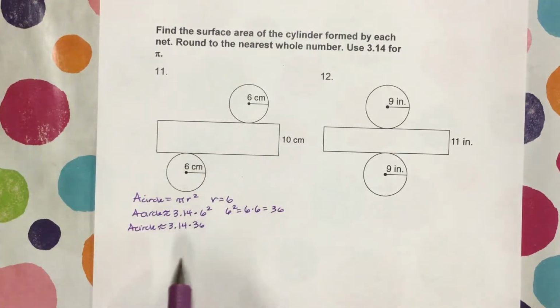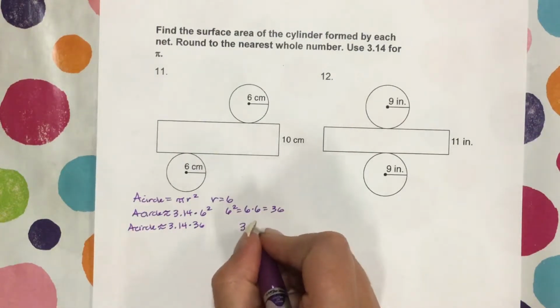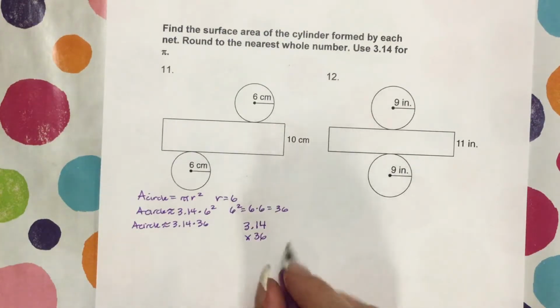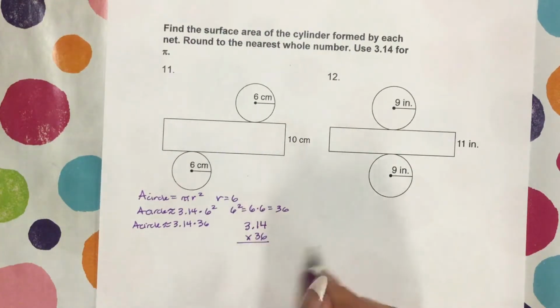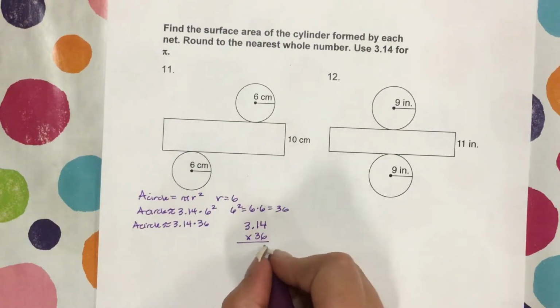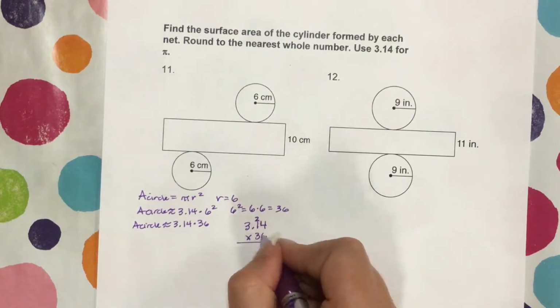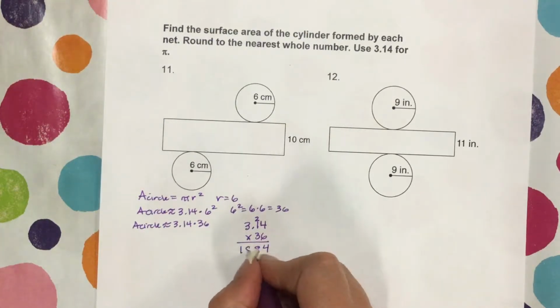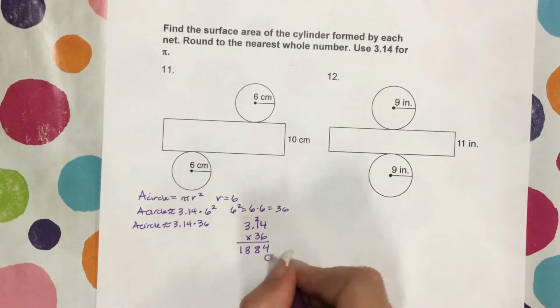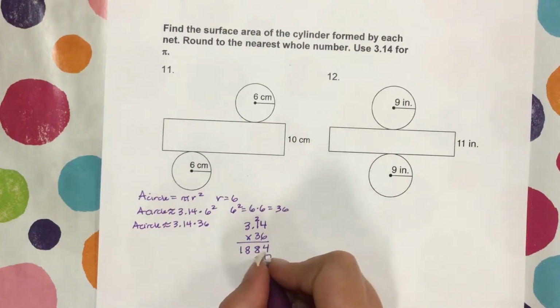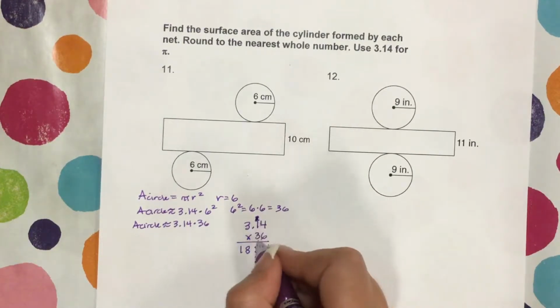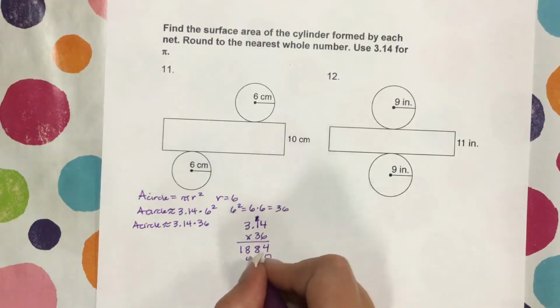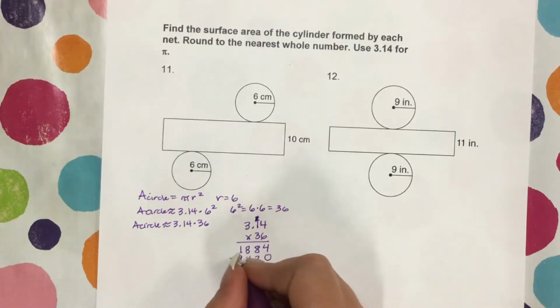Now we just need to determine what that equals. So we're going to go off to the side and go 3.14 times 36. Multiply those two together. 4 times 6 is 24. Write the 4, carry the 2. 6 times 1 is 6, plus 2 is 8. 6 times 3 is 18. Now I'm in the 10s, so I need to put a 0 in the 1s. 3 times 4 is 12. Write the 2, carry the 1. 3 times 1 is 3, plus 1 is 4. 3 times 3 is 9.